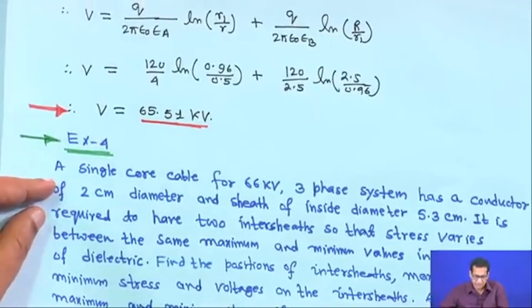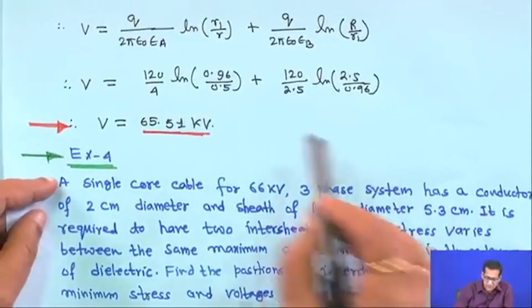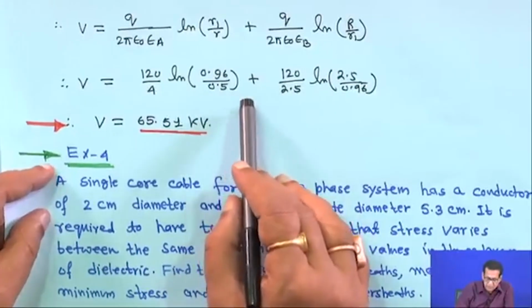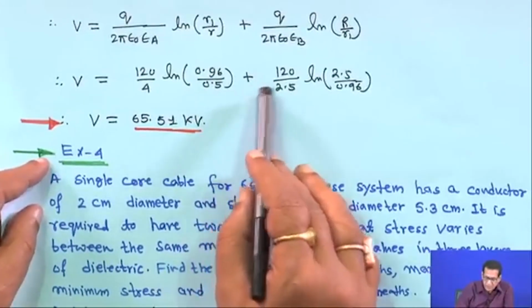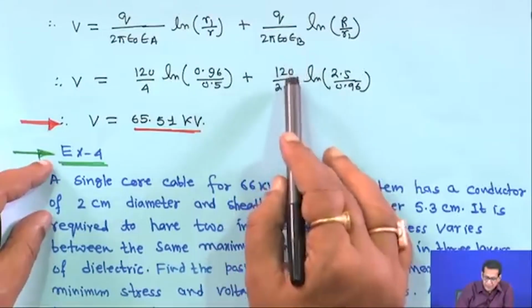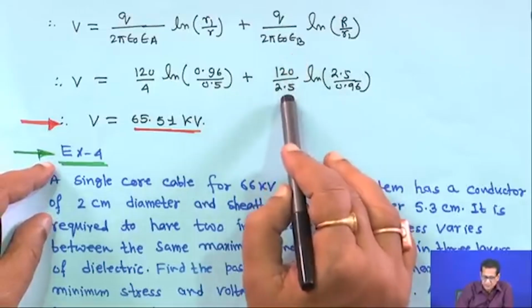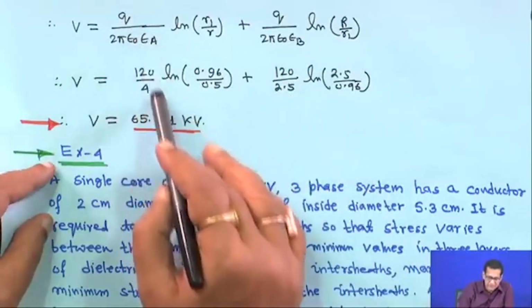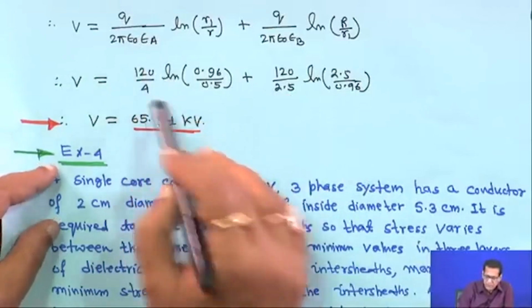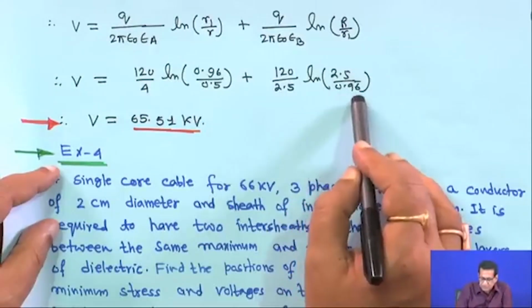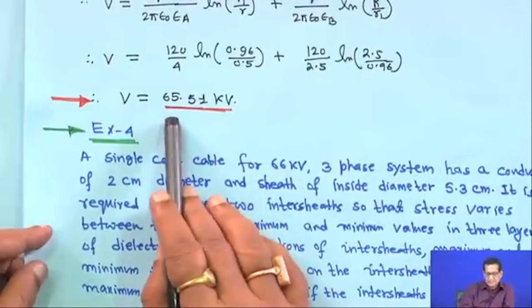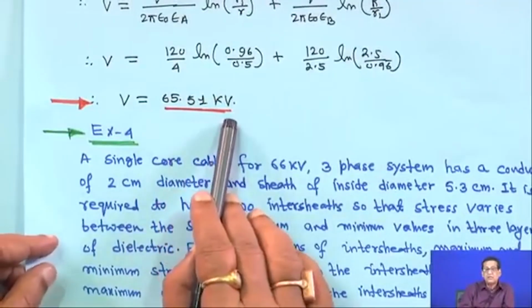Then plus Q by 2 pi epsilon 0, 120, divided by 2.5, because epsilon B is 2.5, here also Q upon 2 pi epsilon 0 is 120, epsilon A is 4, then ln 2.5 upon 0.96. So V is coming to 65.51 kV.